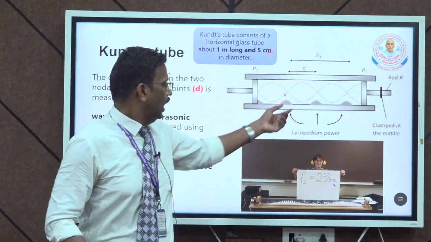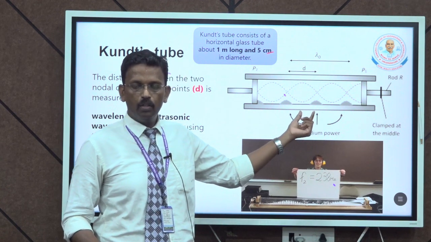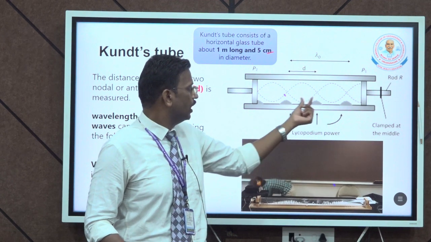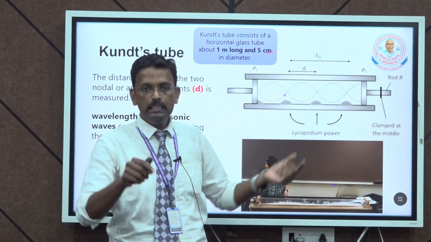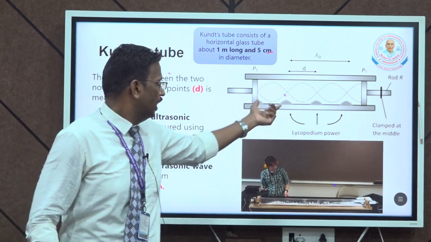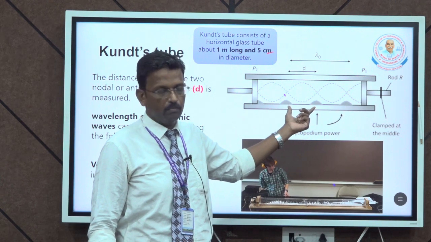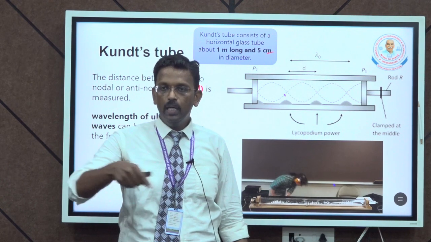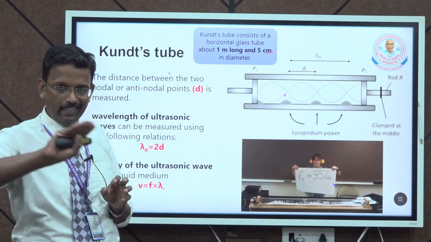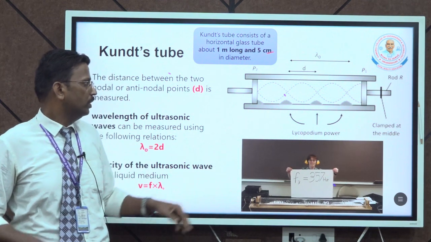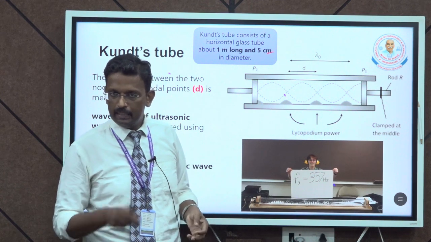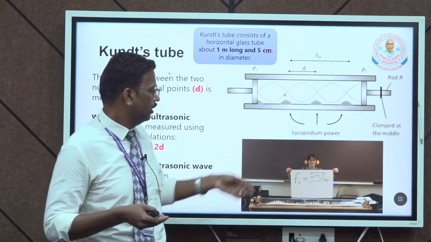So, the lycopodium powder collects on the nodal planes, and the distance between two nodal planes, which we call D, can be easily identified from the distance between two heaps. Now, we know lambda naught is the wavelength of the ultrasonic wave which we are sending inside the Kundt's tube. So lambda naught is related to D by a simple formula: lambda naught equals 2D.